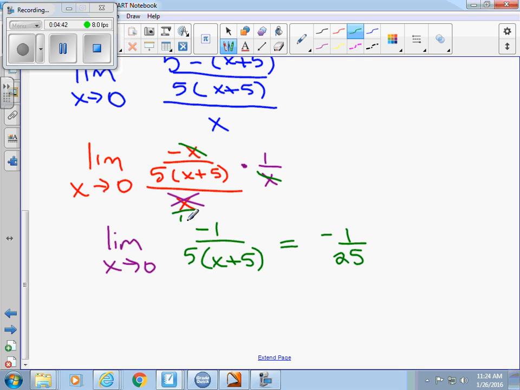This is x over 1. So I multiply by the reciprocal. You know what I mean by that, so you flip it.